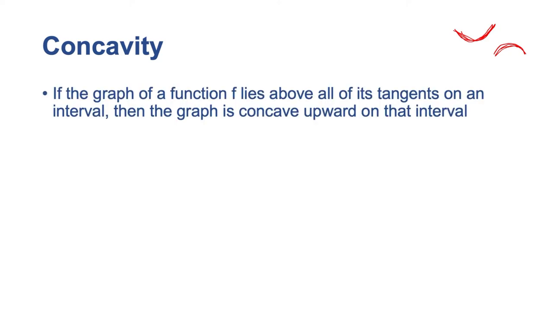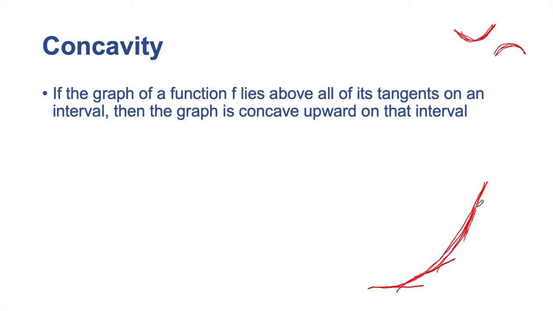So if I want to define concavity, I'm going to say that if the graph of a function f lies above all of its tangent lines on an interval, then the graph is going to be concave upward on that interval. So what do I mean? Let's say I have a curve here, and this is going to be a concave up curve, but basically what it's saying is if I've got tangent lines and I'm drawing all of these tangent lines, and if my function is going to be above all of these tangent lines, as you can tell, this graph is above all these tangent lines.